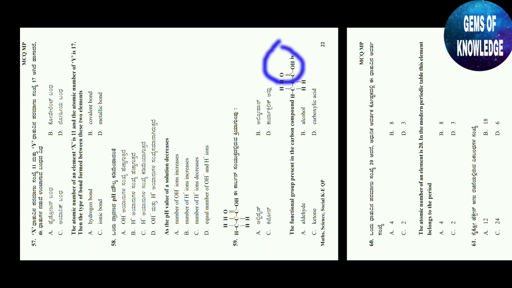So you can see here one functional group is present, that is C double bond O and OH. So this is nothing but COOH bond. It is the bond of carboxylic acid. Okay, so here the functional group is carboxylic acid, whereas in alcohol we get the bond OH, in aldehyde we get CHO bond, and in ketone we get C double bond O.